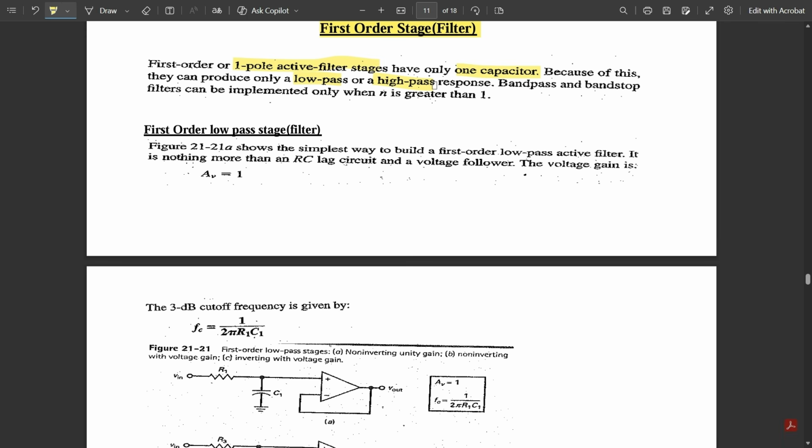Why? Because we have only one single transition in these two filters, whereas in band pass and band stop we have two transitions, so that cannot fit in the first order stage. So band pass and band stop filters can be implemented only when n is greater than 1. Here the value of n is equal to 1, so with respect to one single transition we have only two categories under first order filters: the first order low pass filter and the first order high pass filter. So first let us see the first order low pass stage filter.